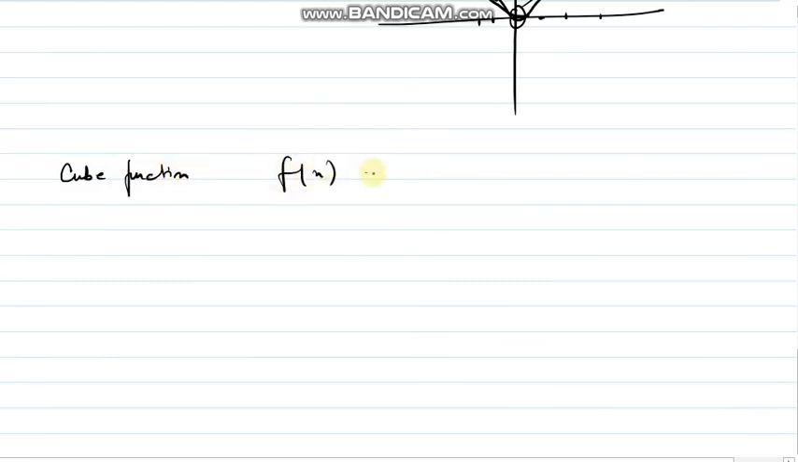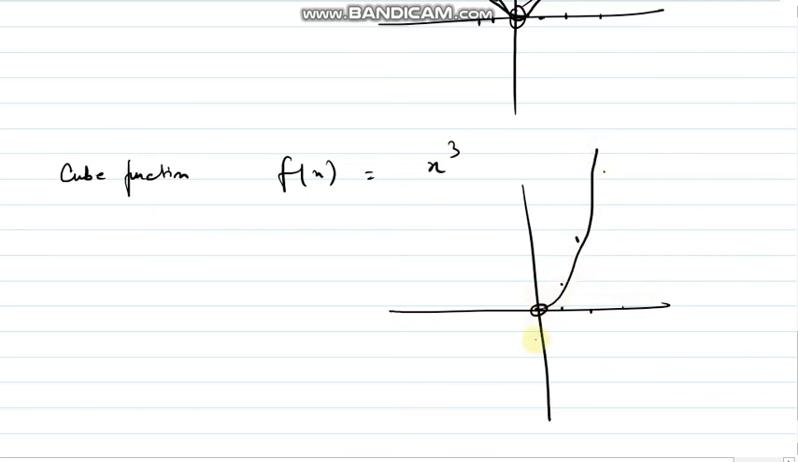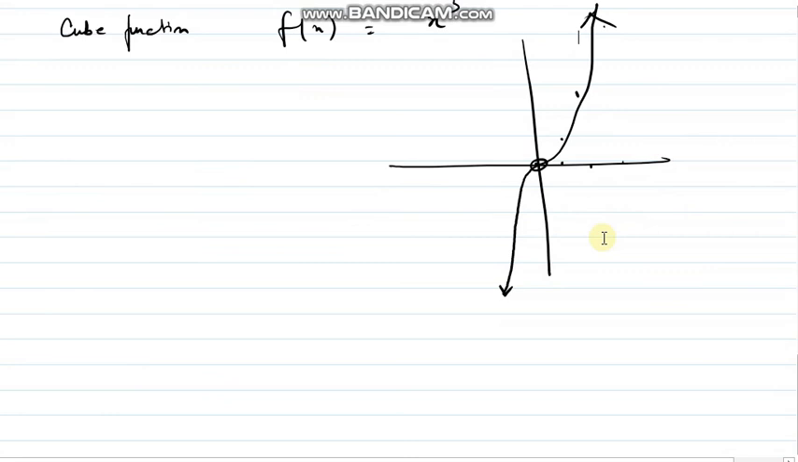Now if I proceed to the cube function, that is f(x) equals x to the power 3. The graph will be, just check, for 0 it will be 0, for 1 it will be 1, for 2 it will be 8, for 3 it will be 27, so the graph will go on like this, and for minus 1 it will be minus 1, the graph will come like this. So this is f(x) equals x cube, that's the cube function graph.